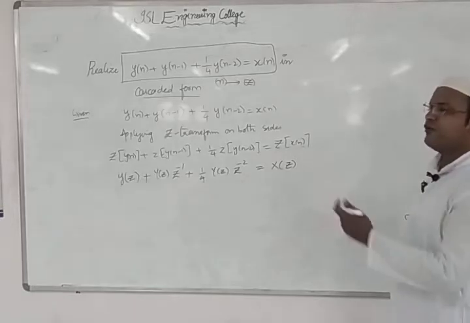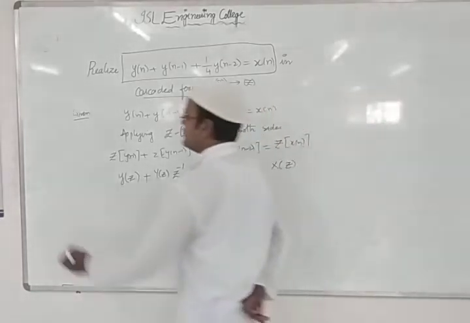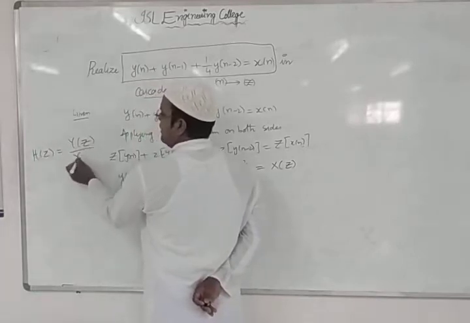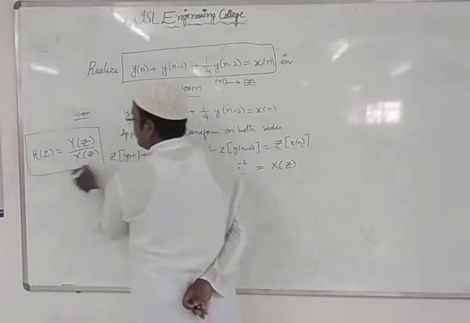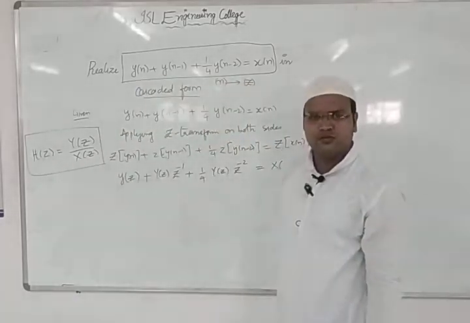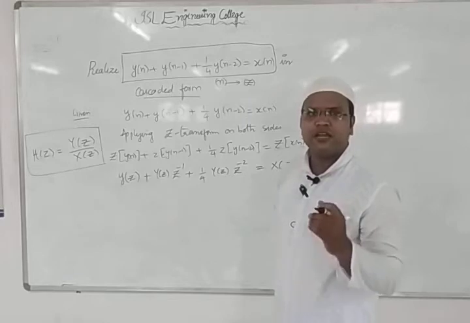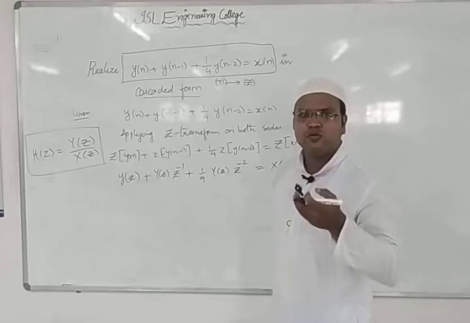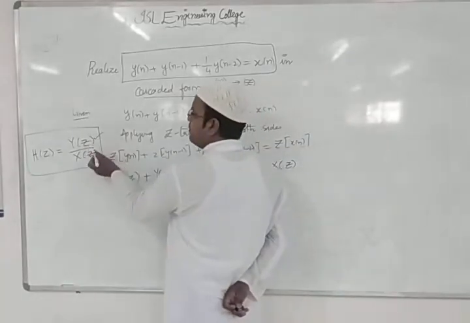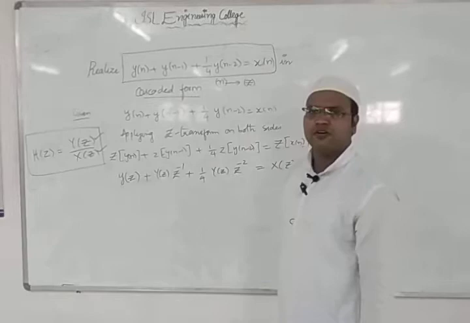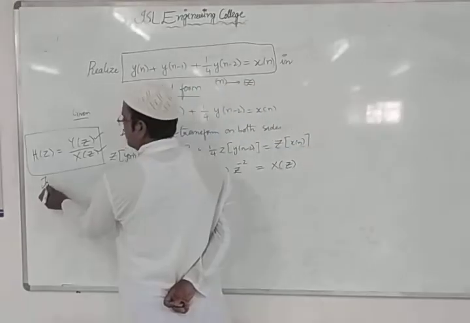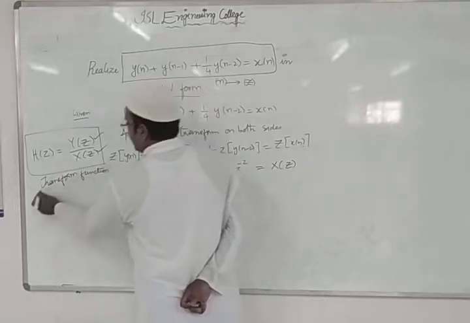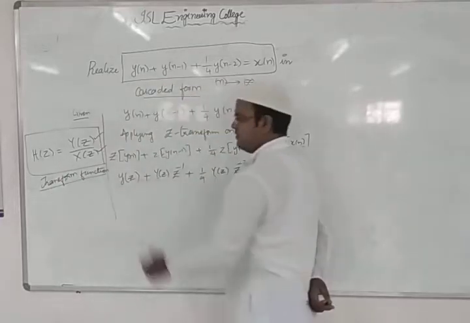Next, we have to get the transfer function. What is the transfer function? H of z is equal to output by input. That is called the transfer function. You may have seen this in your automatic control systems course also. We need to get a transfer function for any given system in order to understand its performance and how it is going to work. If you divide output by input, you will get the transfer function. So we have to get the transfer function for this particular given condition.